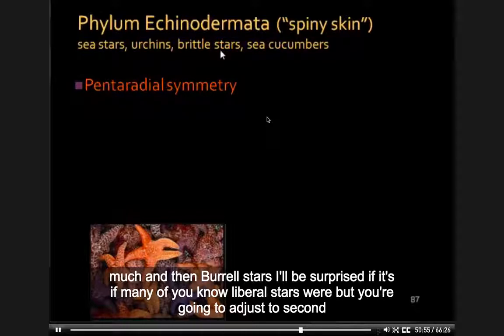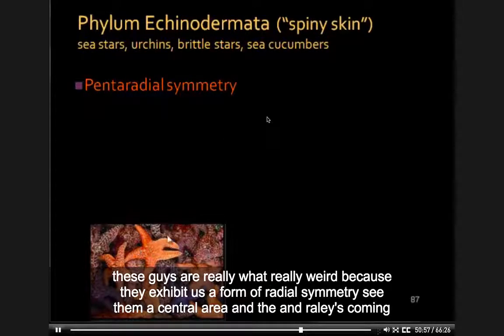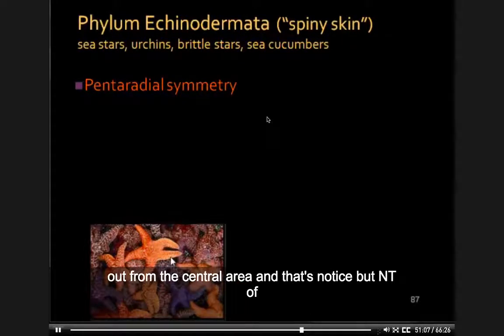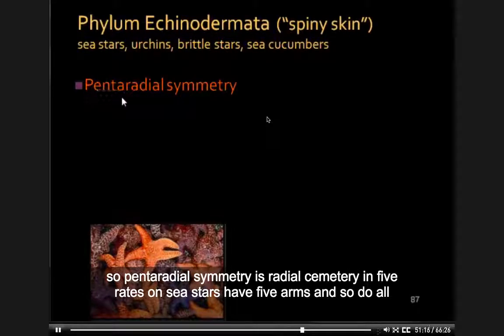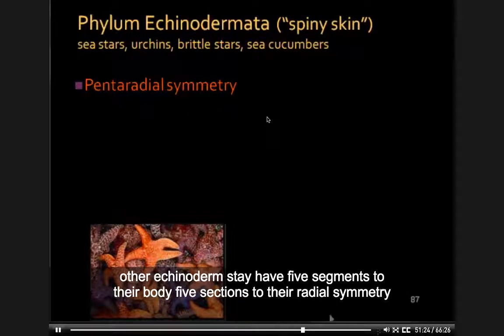These guys are really, really weird because they exhibit a form of radial symmetry. See, they have a central area, and they have rays coming out from that central area. And that's known as pentaradial symmetry. Penta means five. So pentaradial symmetry is radial symmetry in five rays. Sea stars have five arms, and so do all other echinoderms.